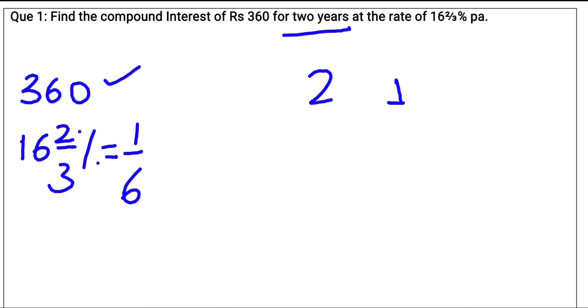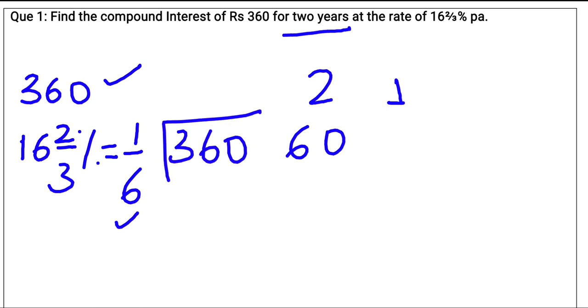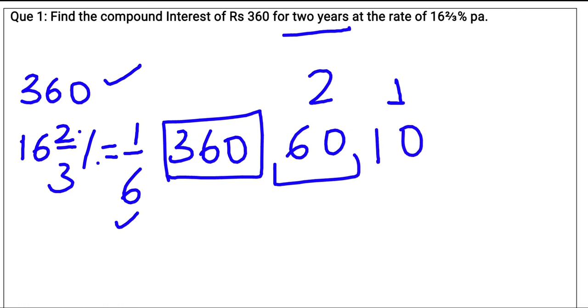Now divide this 360 by 6. So you get 60. Understand? Because we have 360, so we have to divide this 360 by 6. So we get 60. Now again divide this 60 by 6 and we get 10. Is this fine? Is there any problem in this?